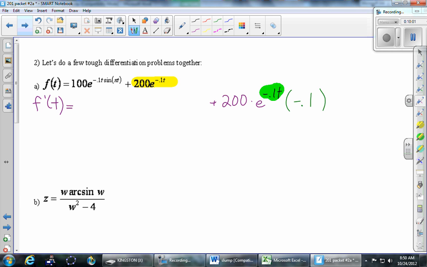And then for the first one, what rule do I need to use up here? Is it a product rule? No, this is just 100 times. So what happens with the 100? It stays 100 times. And then we have e to some stuff. Well, we just saw this. So what's the derivative of e to some stuff? It's e to the stuff times the derivative of the stuff.